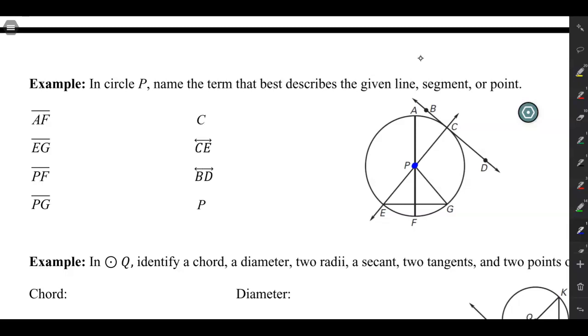So start by looking at segment AF. A and F both lie on the outside of the circle, and the segment passes through the center, which means that AF is a diameter.